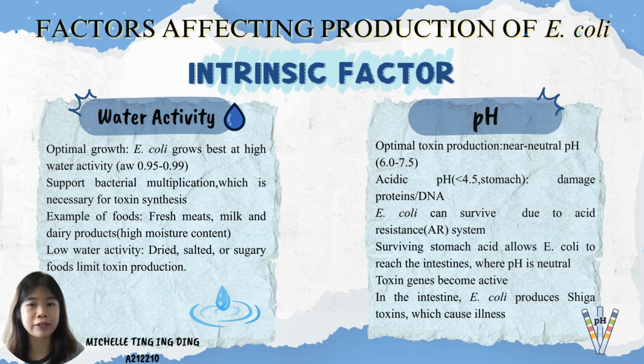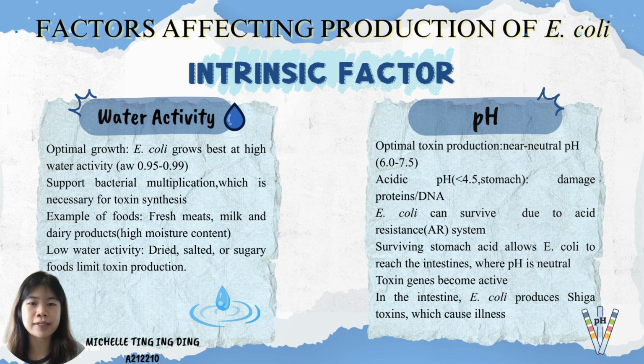Foods with high water activity include fresh meat, milk, and dairy products. This food contains a lot of moisture, which creates a suitable environment for E. coli to grow and produce toxin. On the other hand, low water activity can limit toxin production. Foods that are dry, salted, or high in sugar have less free water available. This makes it difficult for E. coli to grow.